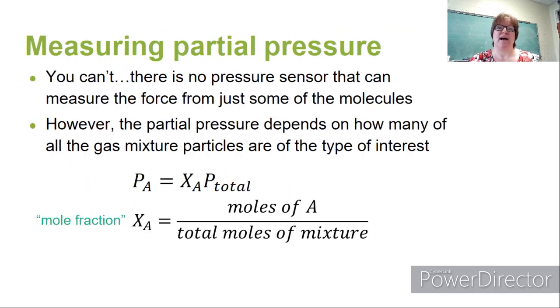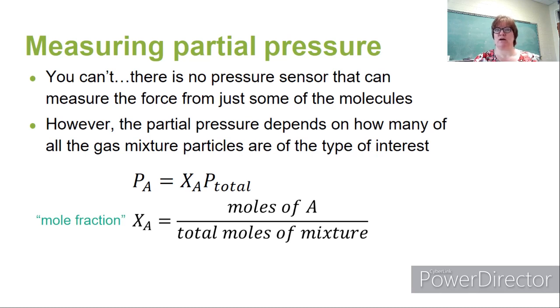Continuing on, let's talk about how you would go about measuring partial pressure. Well, the answer is you can't. Remember, the pressure is the force applied to the walls as the particles hit the walls. There's no way we can measure which particular particle it's coming from. The particles are incredibly tiny, and the sensors only feel the total effect. So we can measure the total pressure, but we can't measure a partial pressure.